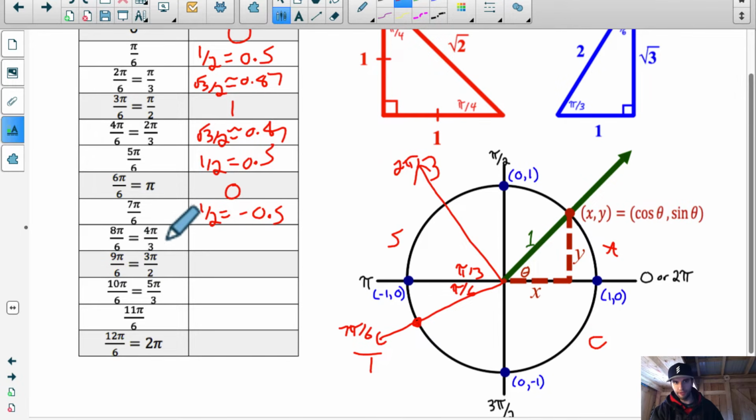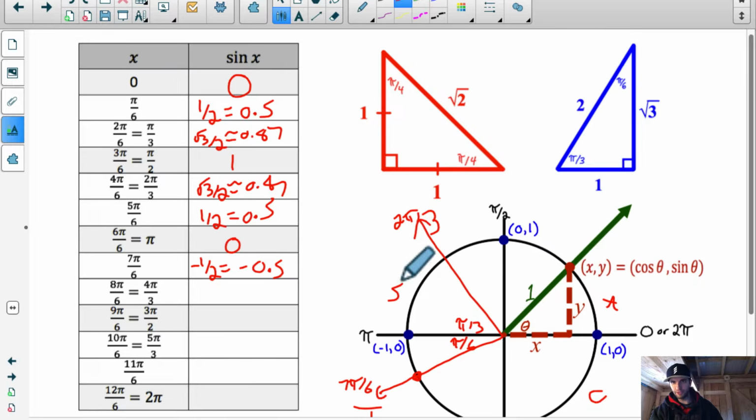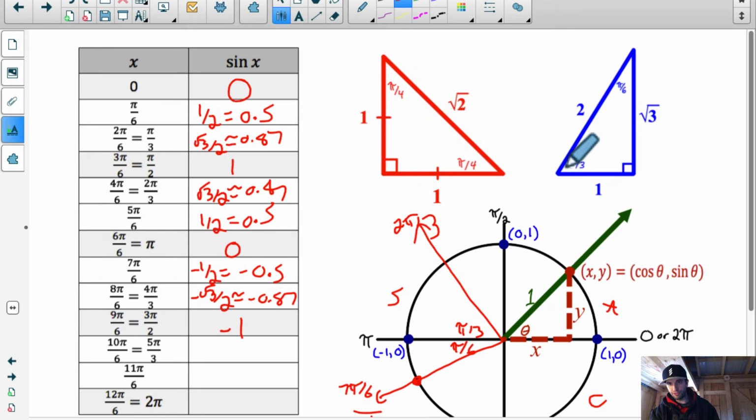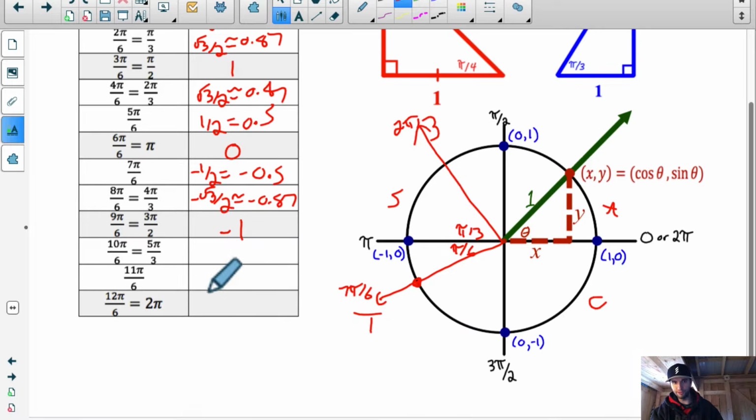4 pi over 3, the reference angle will be pi over 3, so I could do sine of pi over 3 is root 3 over 2, but I'm in quadrant number 3, so I know it has to be negative, root 3 over 2, so negative 0.87. And then sine of 3 pi over 2, the y-coordinate's negative 1. And then we're going back up, right? The y-coordinates are going to go back up. They're still going to be negative, so it's going to go from negative 1. And then now sine of 5 pi over 3, use the reference angle pi over 3, root 3 over 2, but keep it negative.